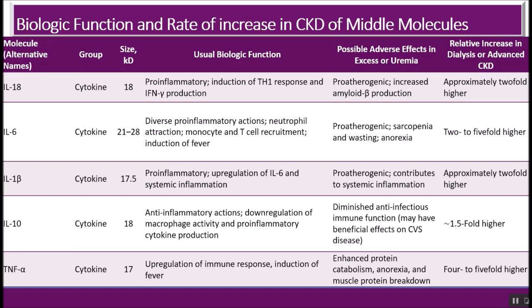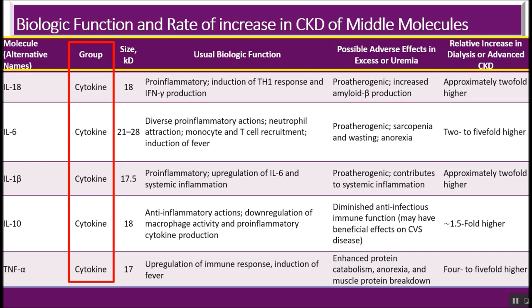The first group is the cytokines, which can augment amyloidosis and can induce severe endothelial damage. Please read the document here, because each molecule from the cytokines can induce endothelial damage through a different approach. They can also induce severe protein energy wasting with sarcopenia and anorexia.